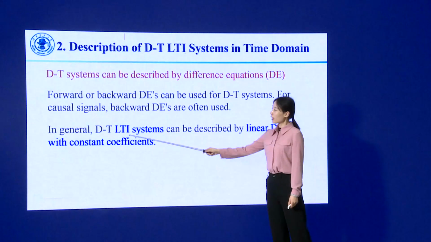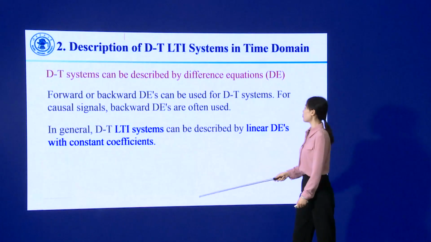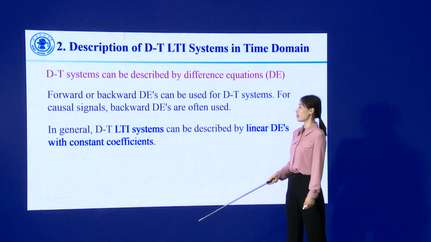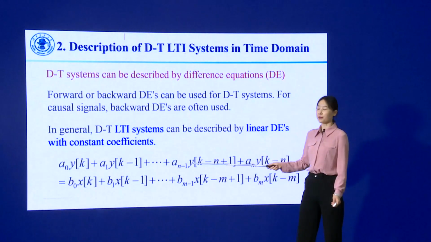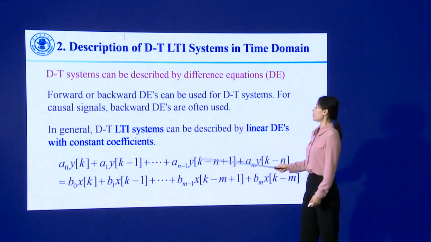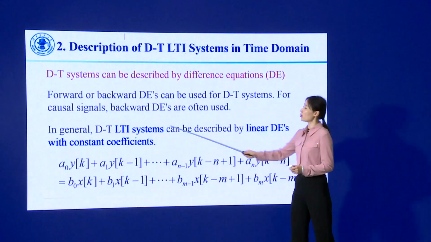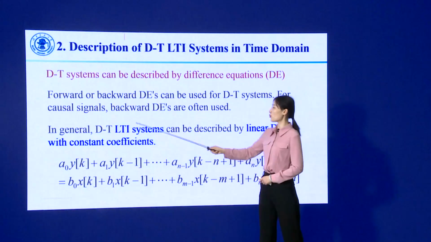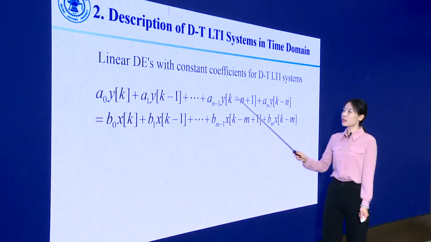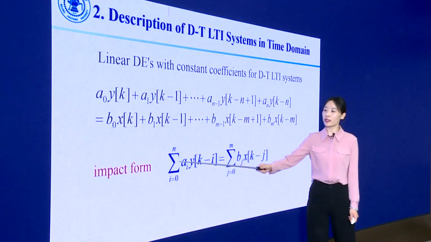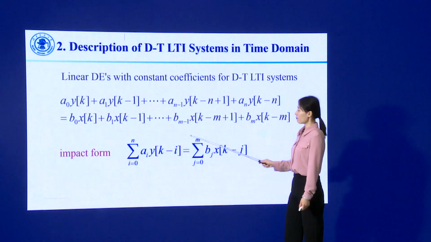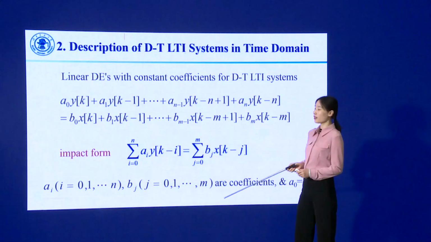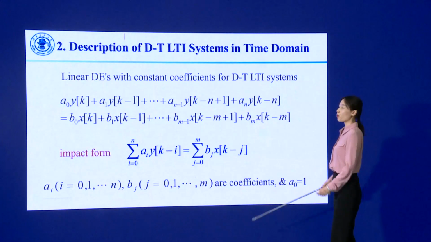For a DT-LTI system, we can use a linear DE with constant coefficients to represent it. Here is the representation. In this equation, the linear DE corresponds to the linear system, and the constant coefficients correspond to time invariance. For this DT-LTI system, we can get its impact form. In this equation, a_i and b_j are coefficients, and a_0 is equal to 1.